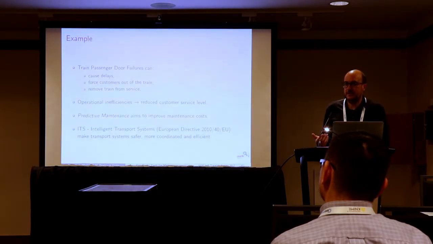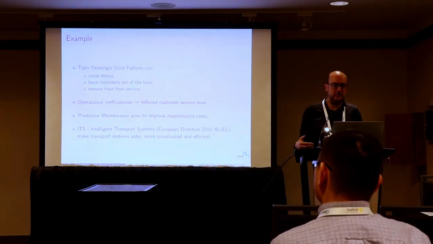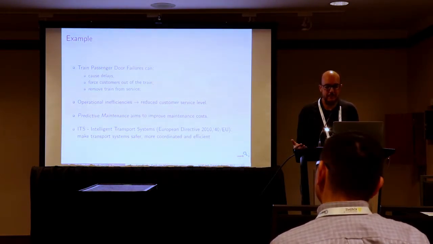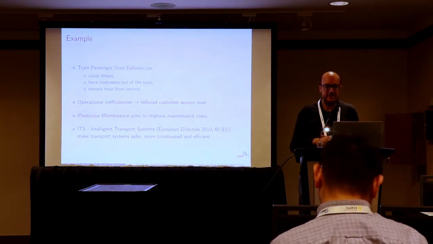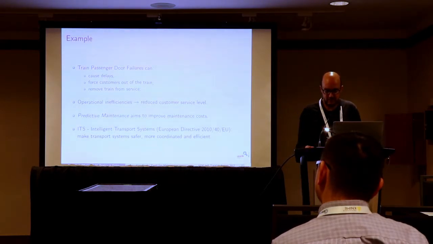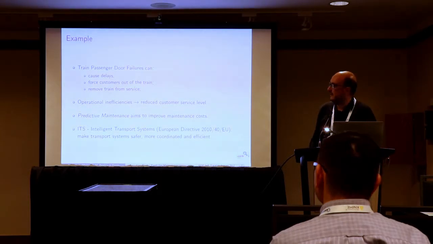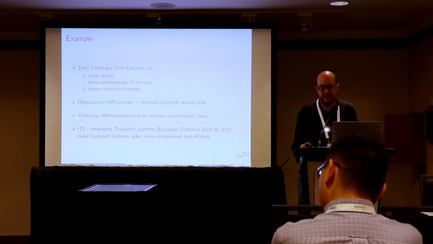The goal is basically that when a door fails, this is going to provoke some problems. It may cause delays, it may cause dissatisfaction from the customers. So it's really a problem, and it's very important to try to optimize and detect failures before they happen. This is why predictive maintenance in this case is really important, specifically for these companies. And there are also specific directives of the European community on trying to make this transport system safer, more coordinated and efficient.